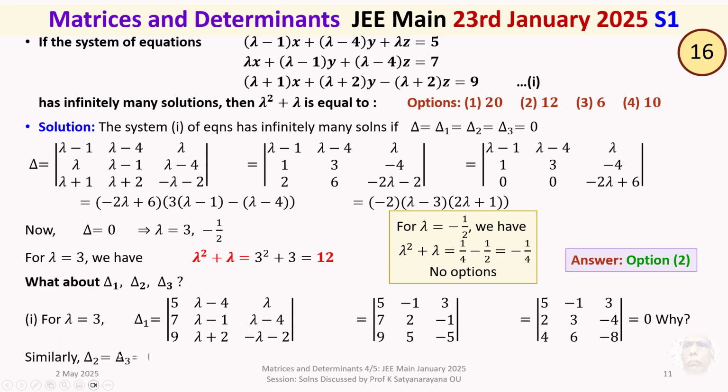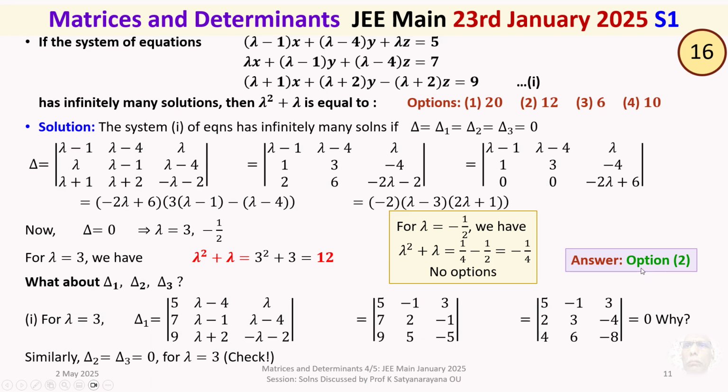And similarly for delta 2, delta 3 also you do it, it is left to your homework. For lambda is equal to 3, they both become 0. Check. This delta 1 is equal to delta 2 is equal to delta 3 is equal to 0 is only to convince you, I have done this. But otherwise you can stop here and you can save some time.